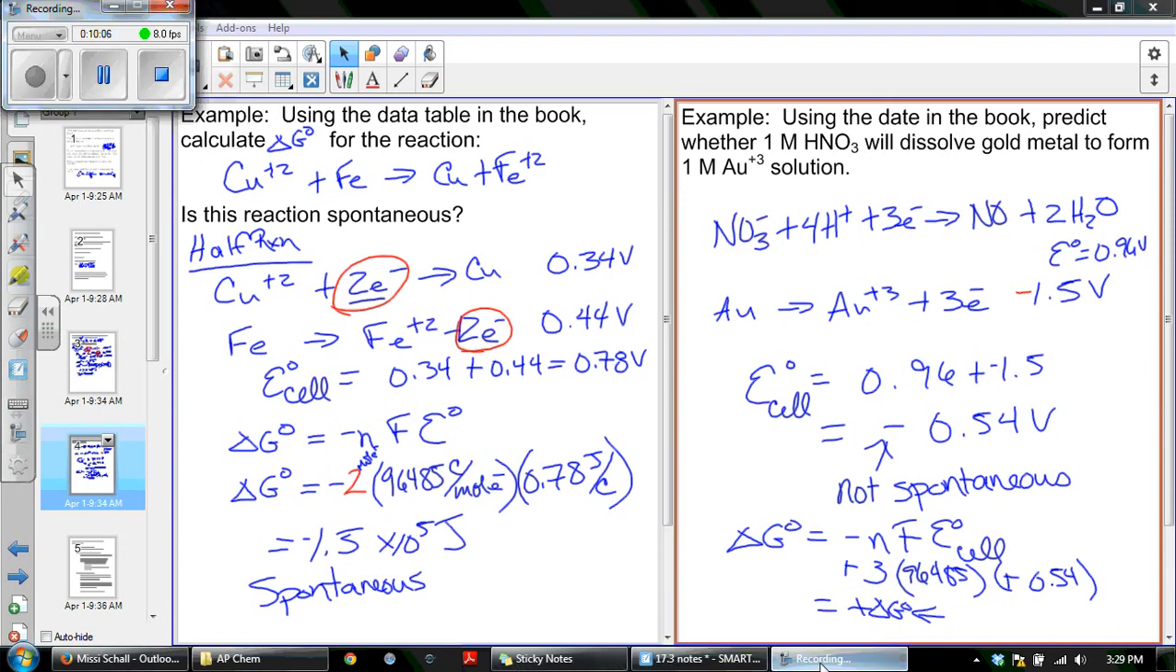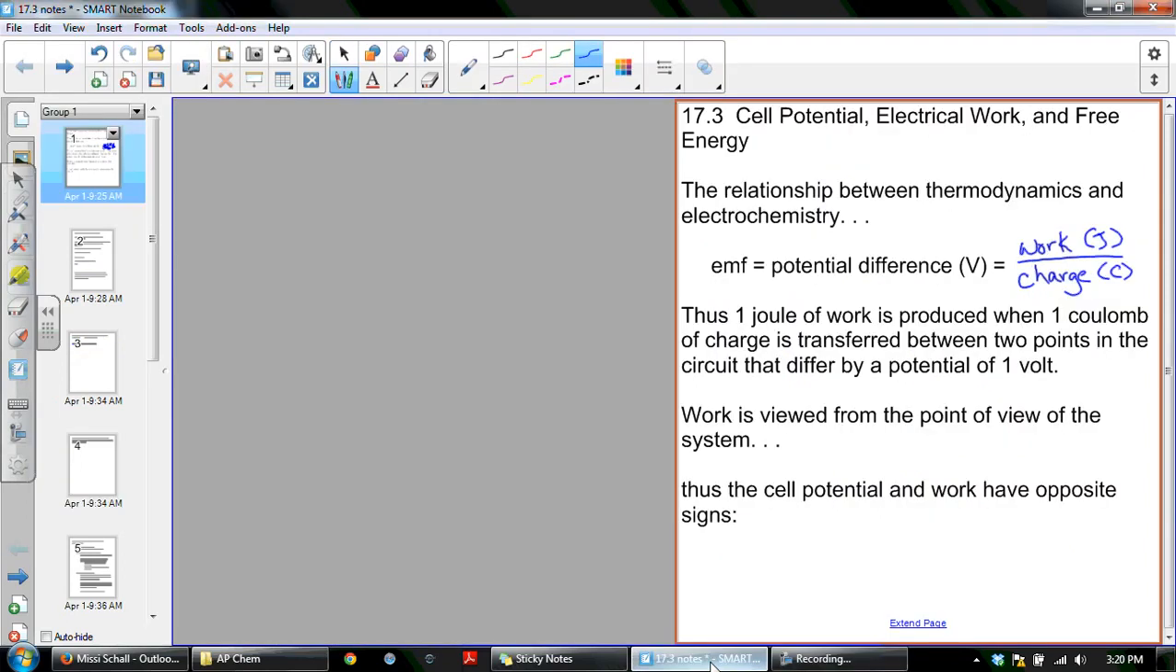Transferred between 2 points in the circuit that differ by a potential of 1 volt. Now you might be asking yourself, what the heck is a coulomb? That's coming on the next page here. But work is viewed from the point of view of the system itself. Thus, the cell potential and work have opposite signs. So E is equal to the work in joules divided by the charge in coulombs. Now you might remember when we talked about section 2, we talked about a coulomb, and I said that's coming later. Well, here it is. So what does this mean? It means that a joule of work is produced when 1 coulomb of charge is.